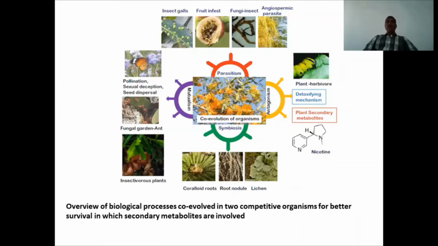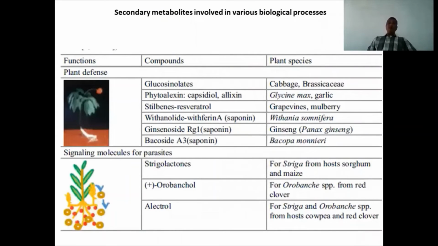So these are some important kinds of compounds found in plant species. The first one is defense, and I will show you the compounds and the examples in the particular plant species. Then they play an important role as signaling molecules for the parasite. The parasite will come to know about the host through this, like strigolactones, a very good example. And then comes orobanchol, which is for Orobanche, and another example is also given to you.